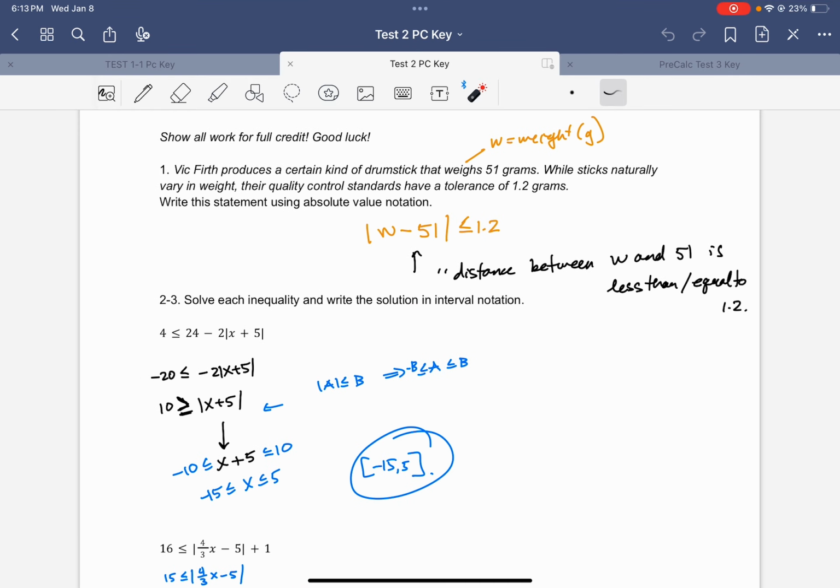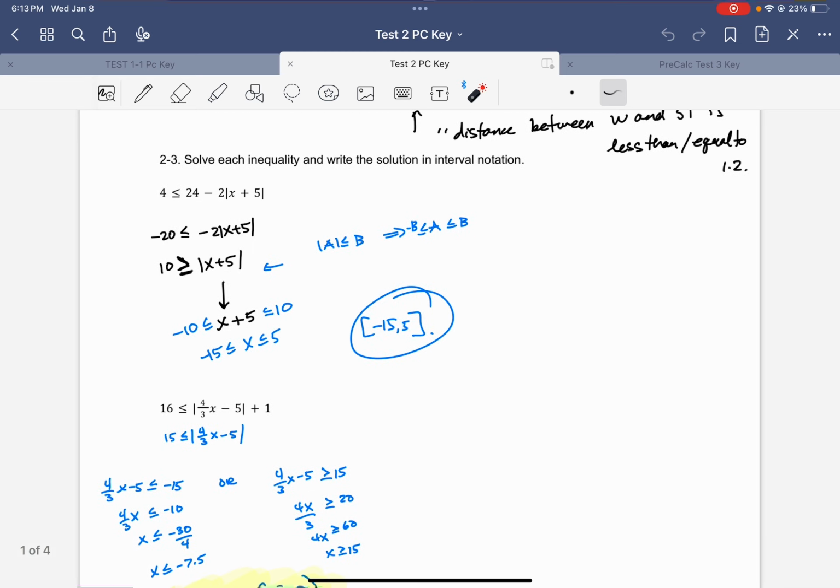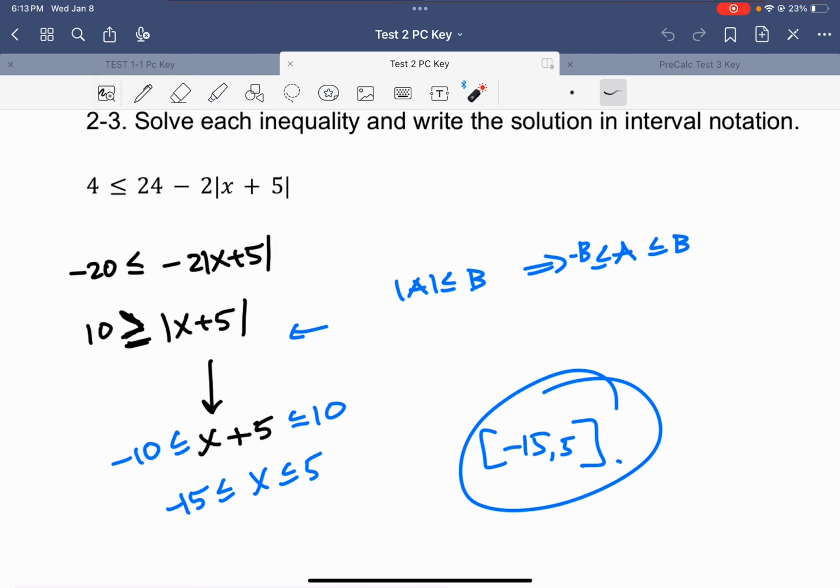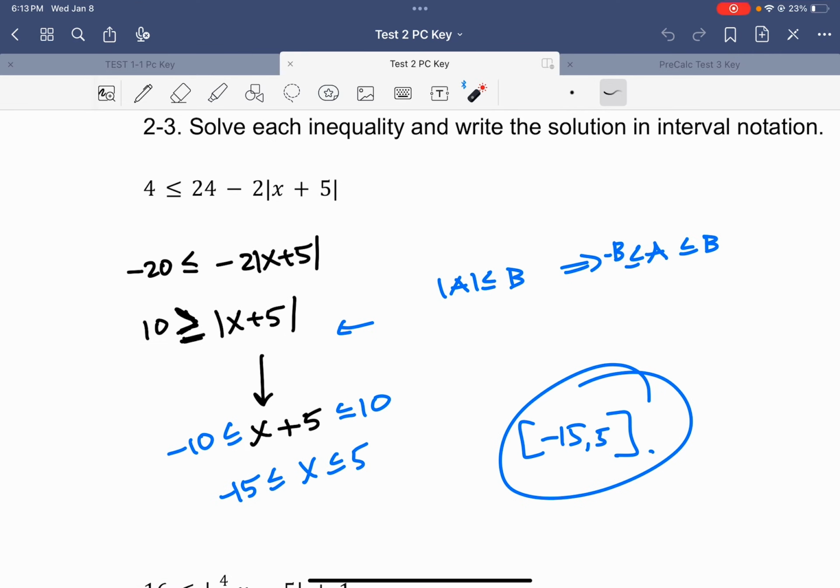So Vic Firth produces a certain type of drumstick that weighs 51 grams. They naturally vary by weight and tolerance, and the tolerance is 1.2 grams. That means the distance between the actual weight and 51 is always less than or equal to 1.2. That's how we write it in absolute value. So then we have to solve an absolute value inequality, excuse me.